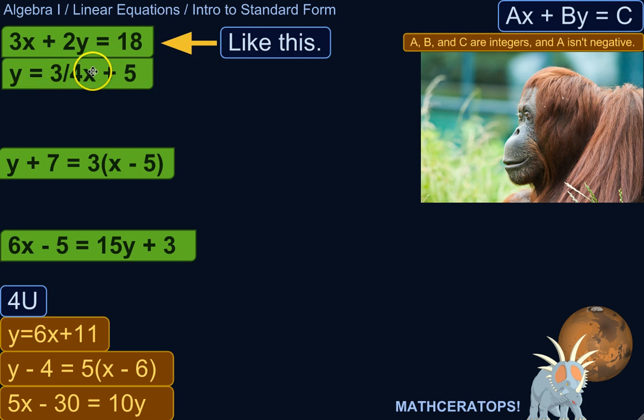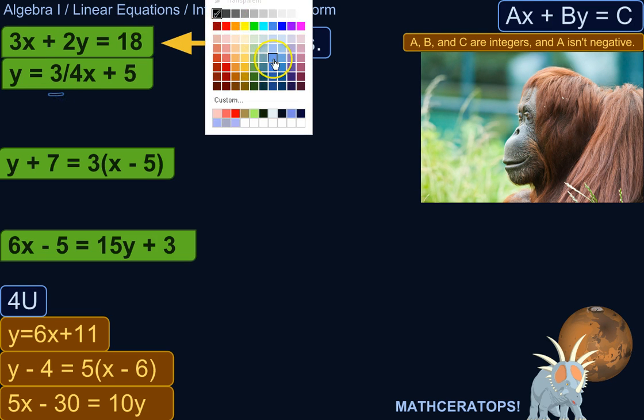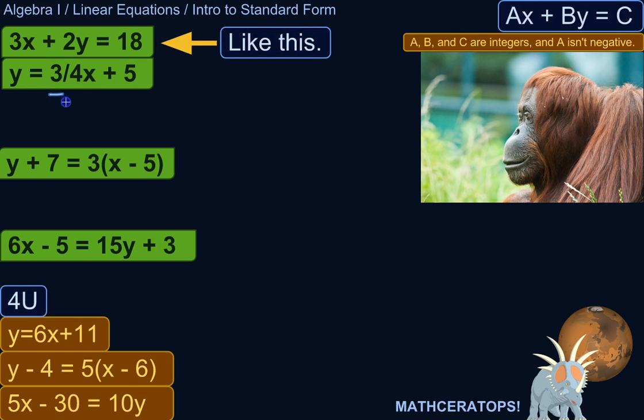So here I've got a line in the slope-intercept form, classic. But let's turn it into something that looks like this. I notice that x and y are over on one side, and then there's just a number on the right side. So for the first step, why not move the x over to the other side of the equation? So we'll subtract 3/4 x from both sides just to move it over.